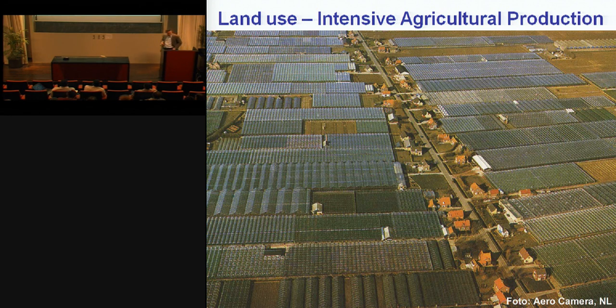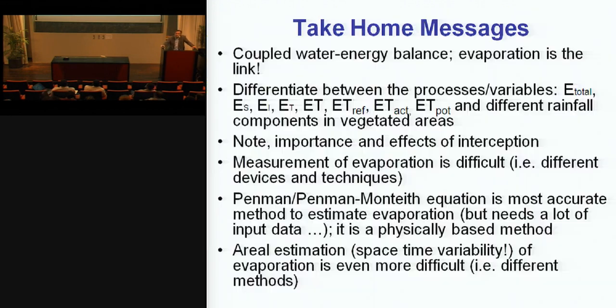Good. Let me conclude this evaporation chapter. I think I stressed very clearly, that's my first point, that the water and the energy balance are coupled. And the evaporation is the link between the two. In the energy balance, we call it latent heat flux. In the water balance, we talk about evaporation. And they are both linked to the evaporation, these two balance equations.